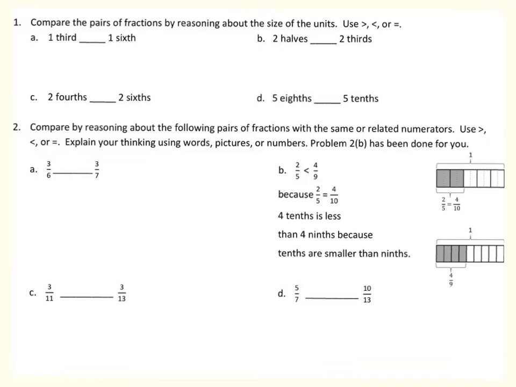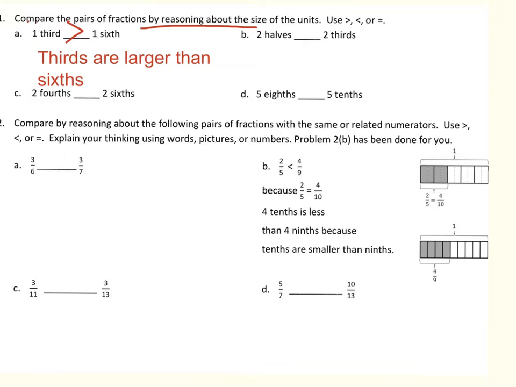When you compare, the numerators are all the same on number 1. 1/3 and 1/6. Okay? So are thirds or are sixths bigger pieces? Well, thirds are. So a third is larger than a sixth. And they want you to reason about the size. So I'll just type in here: Thirds are larger than sixths. And that's all they're asking you to do. Thirds are larger than sixths.